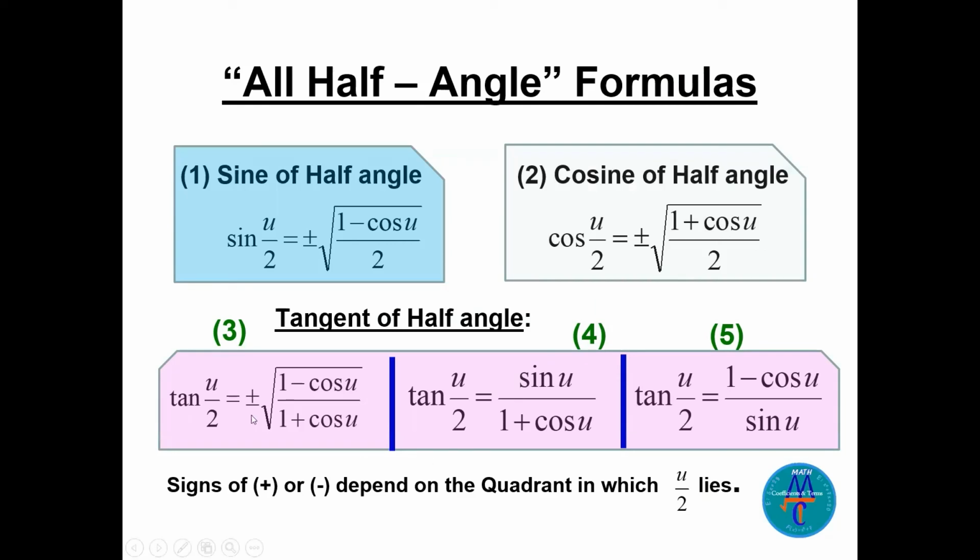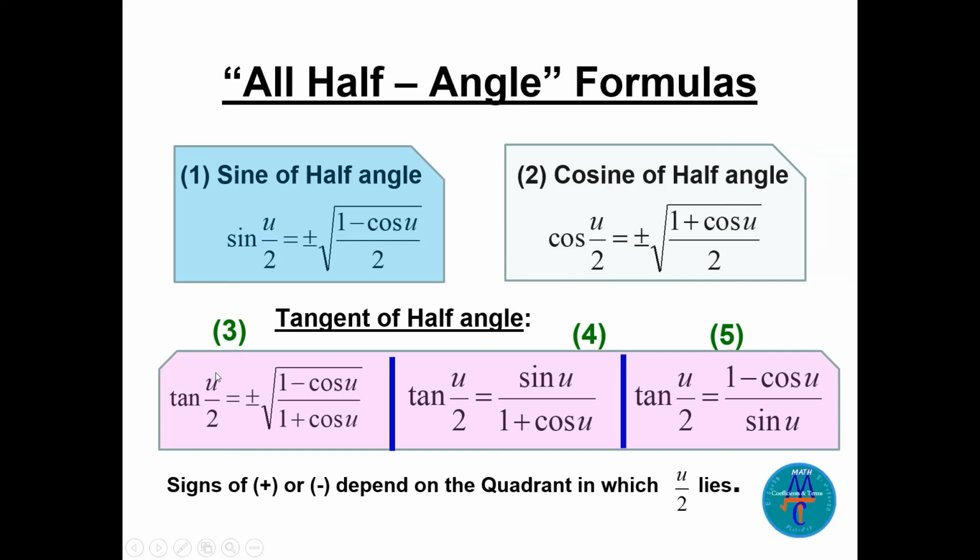Half angle identities, we have one formula for half angle. Sine of u over 2 will be plus or minus the square root of 1 minus cosine of u. So you take this u only, put it there, divided by 2. Plus or minus, I will explain now. Cosine of half angle, cosine of u over 2, will be plus or minus the square root of 1 plus cosine of u divided by 2.